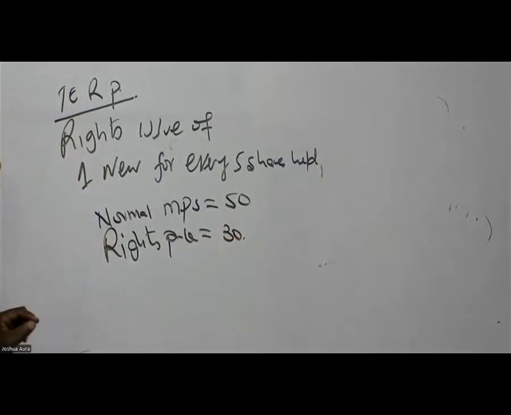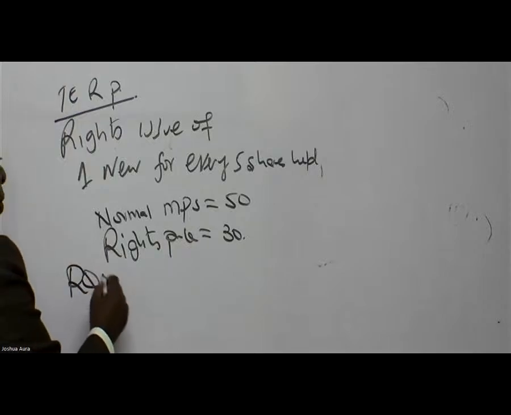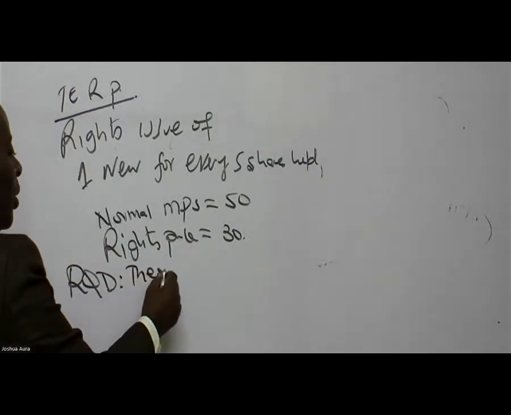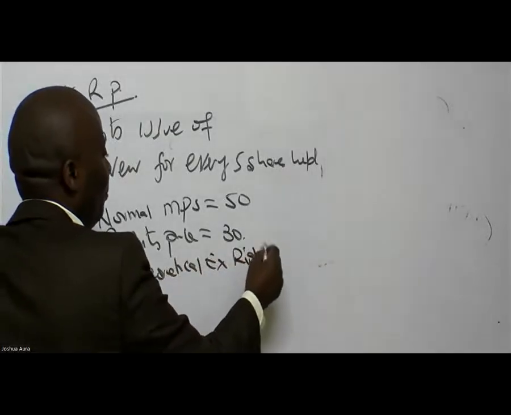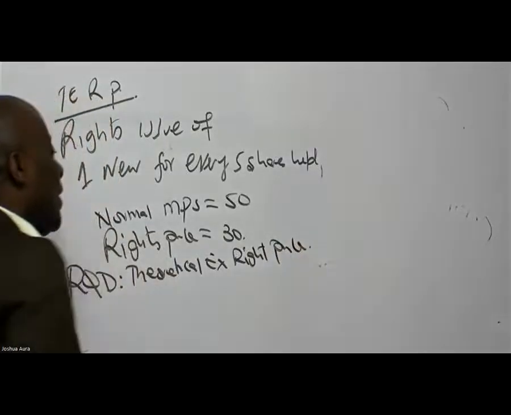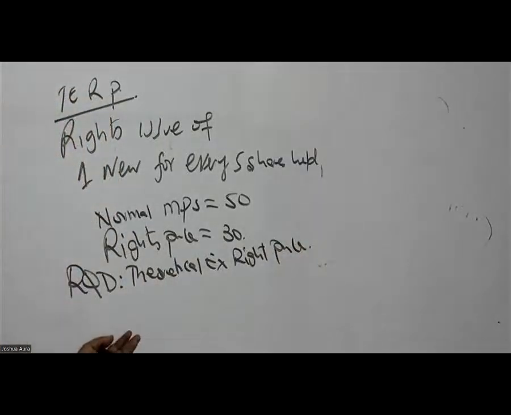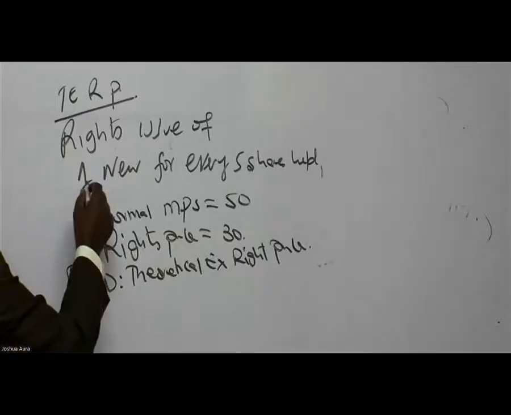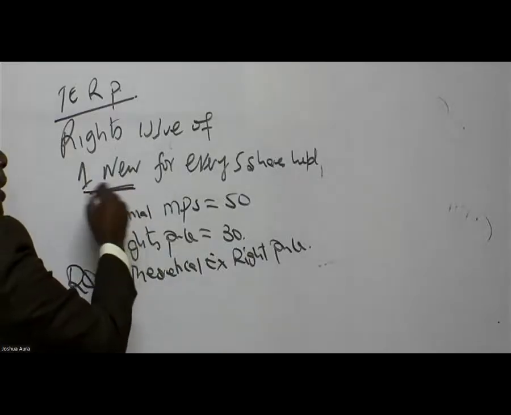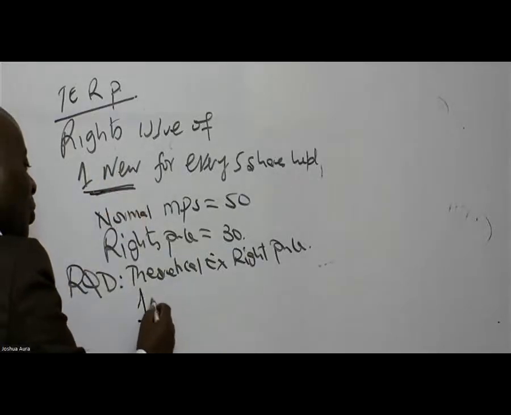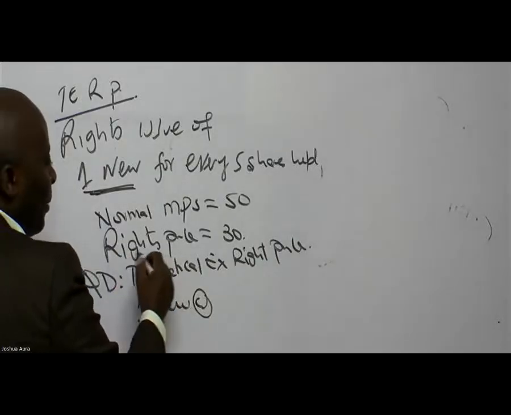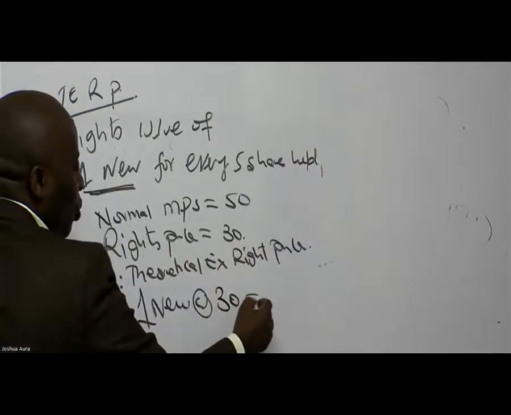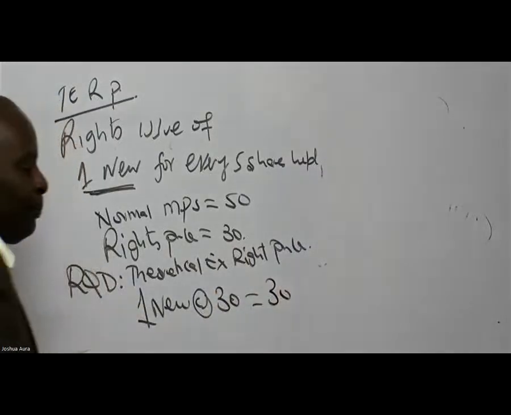And then somebody will come and require you to calculate what we call the theoretical X rights price. This is a very easy thing to do. So what will I do? I'll do a small table. This is 1 new. This is a right. So it is 1 new share, of course, at the new price, the rights price, which is 30. So 1 times 30 gives me 30 bob.